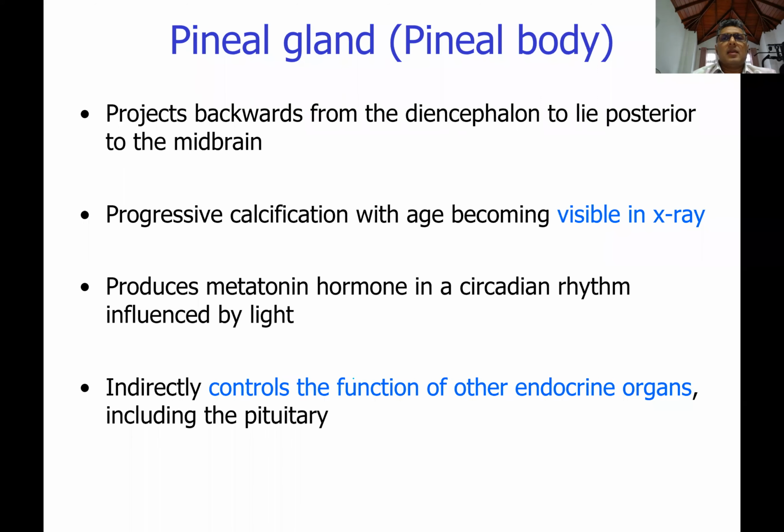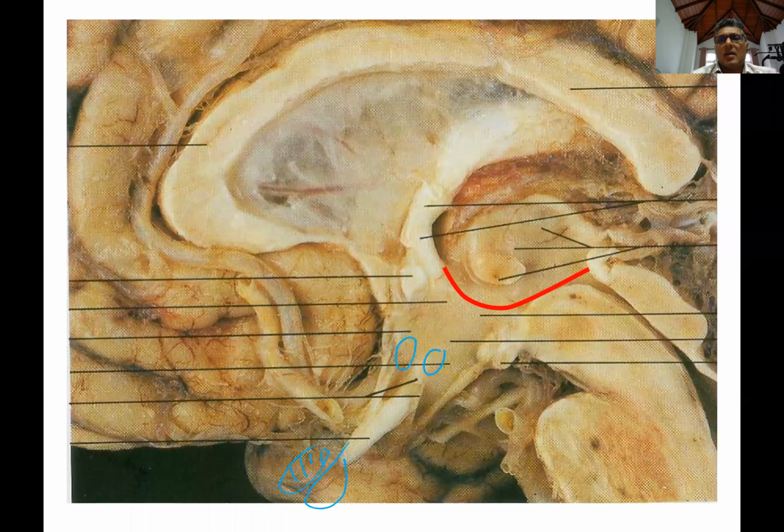The pineal gland, a few things about the pineal gland, or you can call it the pineal body. It's a backward projection from the diencephalon to lie posterior to the midbrain, so that you have seen. So this is the pineal gland, the posterior end of the diencephalon. You can see this is the superior colliculus and inferior colliculus of the midbrain. So it lies just above and behind the superior colliculus of the midbrain. That's what is mentioned there.